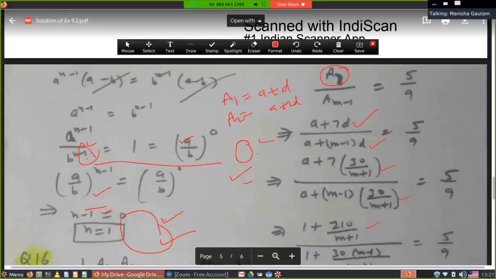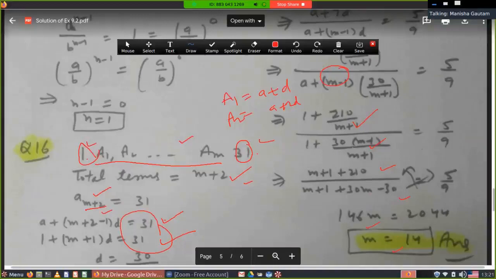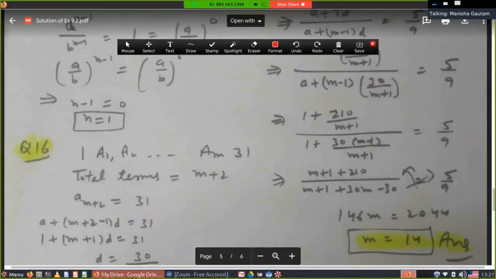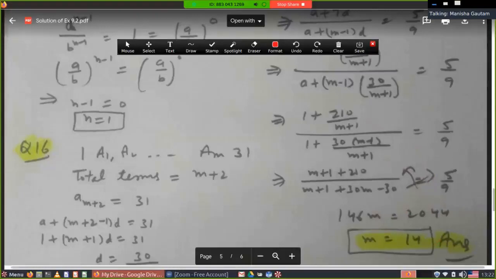Now simplify it. After simplification, cross multiplication takes place. First of all, take the LCM here. M plus 1 is the LCM. In numerator and denominator both, the LCMs are cancelled. This one is the statement left. Cross multiplication takes place. 146m is equal to 2044, and you will get m is equal to 14. The value of m will be equal to 14. Do the simplification on your own.